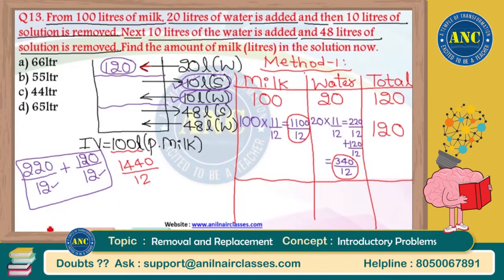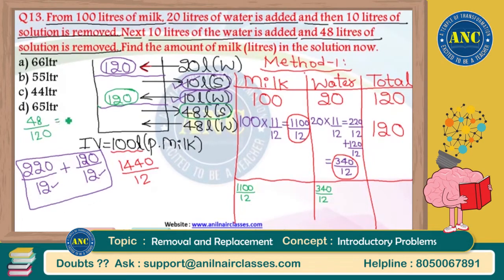Now, the next step says, let me use a different color for your better understanding. As of now, how much milk is present? As of now, 1100 by 12 milk is present. As of now, how much water is present? 340 by 12 water is present. Now, same logic. After 3 steps, the total volume again is 120 liters. Now, 48 liters of solution is taken out. Out of 120 liters of solution, 48 out of 120.